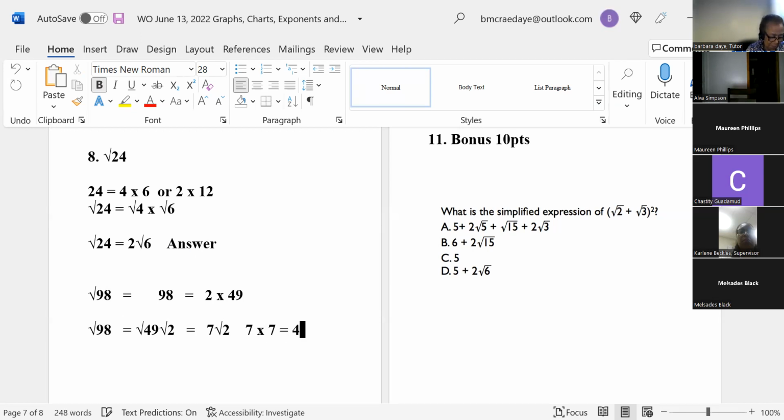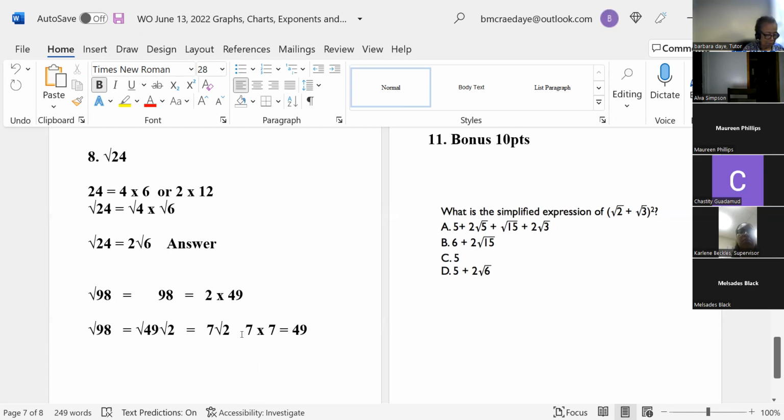And you said 2 times 49 is 98. Yes, 2 times 49 is 98. So that means I can break up my radical 98 into the radicals 49 and 2. So that's how we get the 7 and the square root of 2. So you got your factors, then you can break them up into radical factors. Square root of 49 and square root of 2. Square root of 49, perfect square root, 7. 7 times square root of 2. So the answer is 7 times square root of 2.